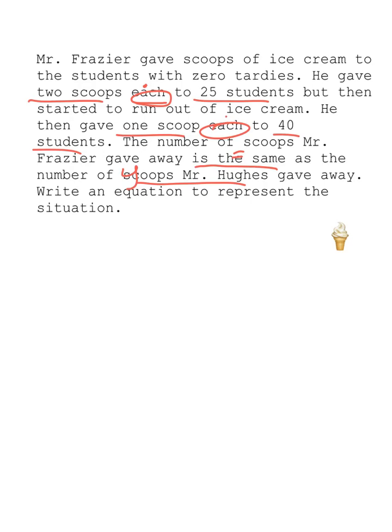Okay, so starting back from the beginning, I have 2 scoops each for 25 students, plus he's also giving away 1 scoop per student for the 40 students, and that is going to be the same as Mr. Hughes, which you don't know is Y.